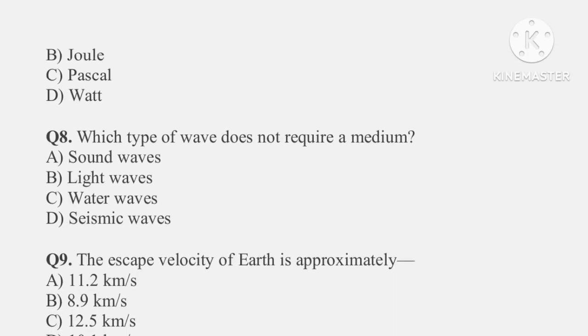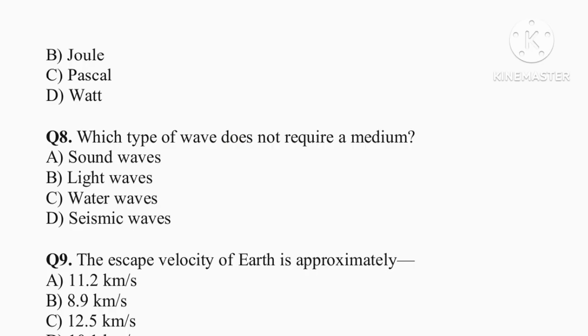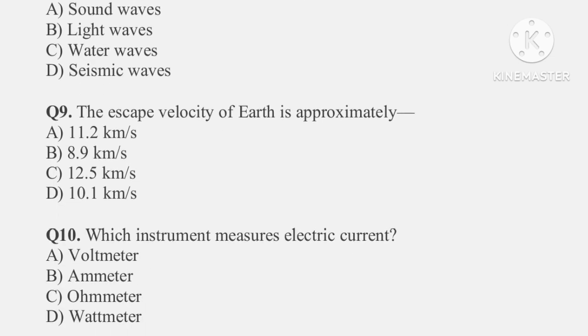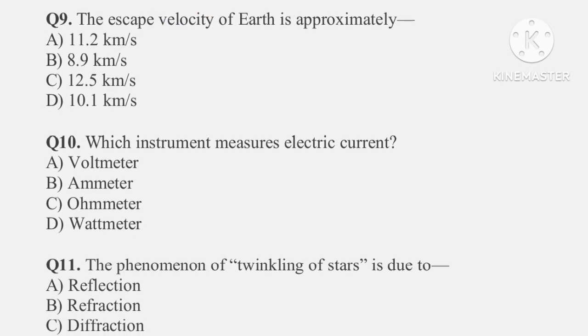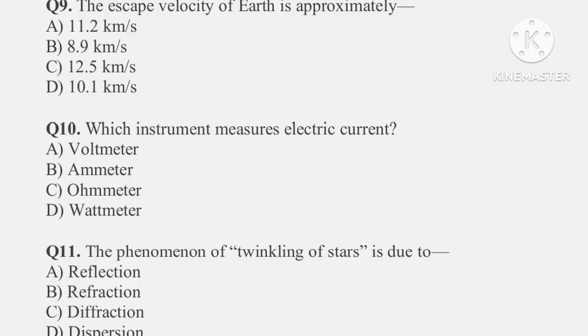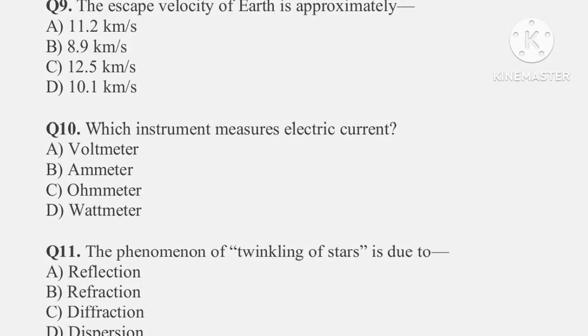Question number 8, which type of wave does not require a medium? So, the answer is option B, that is light waves. Question number 9, the escape velocity of Earth is approximately 11.2 km per second. That is option A. Question number 10, which instrument measures electric current? So the answer is option B, ammeter.